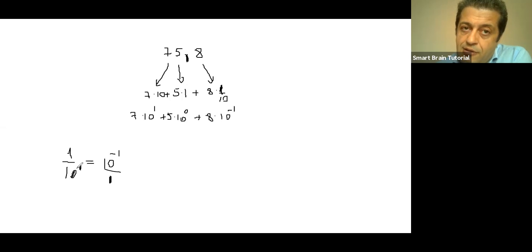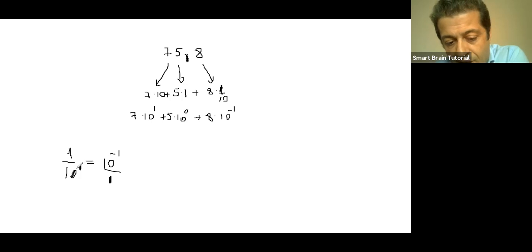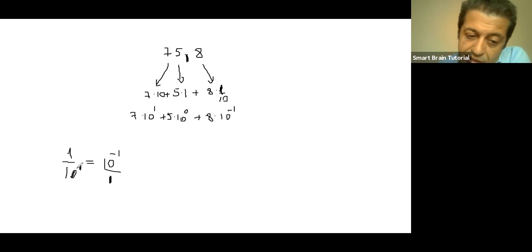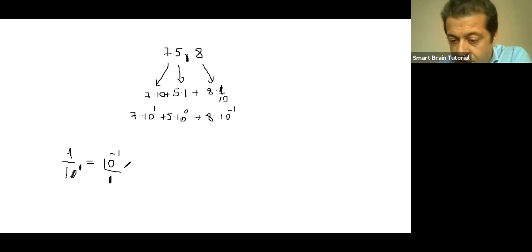It is a long story to explain. Maybe if you don't know this, I can explain it next time. I can start from powers and exponents to explain why this is true. But for today, it is enough for you to know that the fraction 1/10 is written as 10 to the power minus 1.